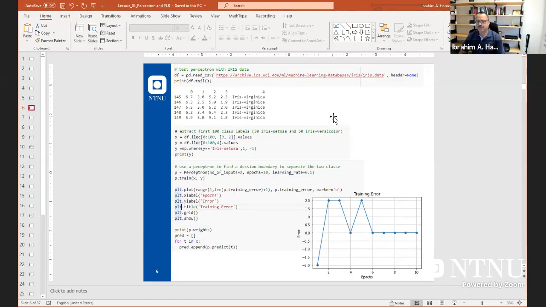But as we mentioned, a perceptron can be used for classifying only 2 classes. So we will select the first 100 data points, because the 100 data points correspond to the first 2 classes, correct? The first 50 examples correspond to iris setosa, and the second 50 correspond to iris versicolor. So we need to use a perceptron for classifying this problem.